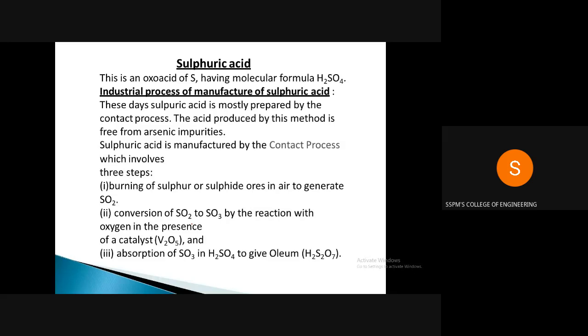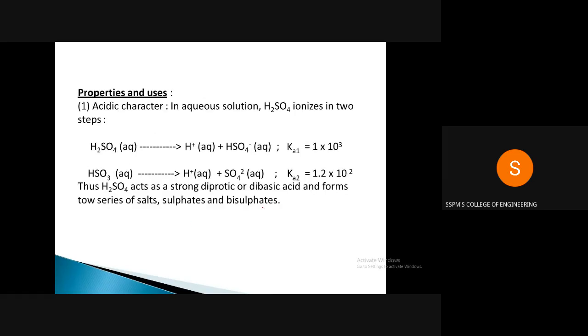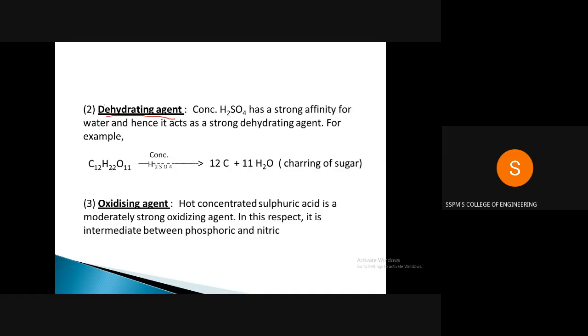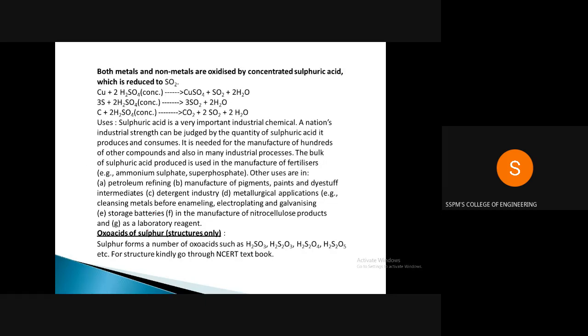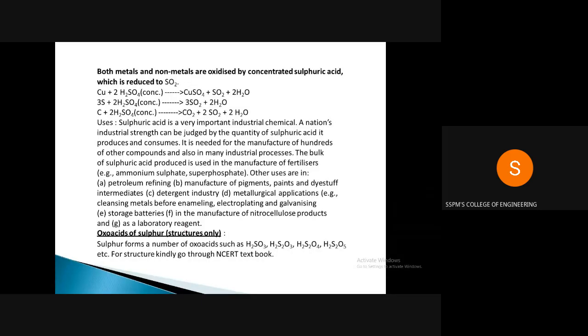Sulfuric acid is important. You know the structure of sulfuric acid. It also has sp2 hybridization. We can see the uses of sulfuric acid one by one, not in detail, but highlighting them. It is a dehydrating agent. What does that mean? Sulfuric acid absorbs water, hence it is called a dehydrating agent. It is an oxidizing agent.